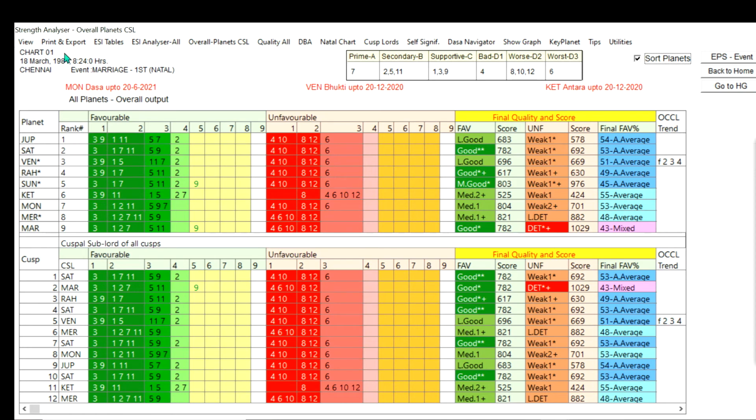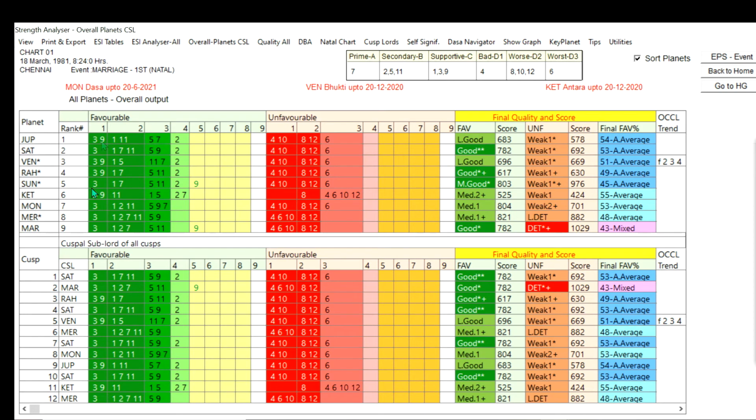When you remember this chart number 1, that event of marriage, that person got married in Sun Mahadasa. In Sun Mahadasa, Jupiter Bukti, Saturn Antara only he got married. So the software itself is selecting which planets are coming as the strongest significator for the particular event.